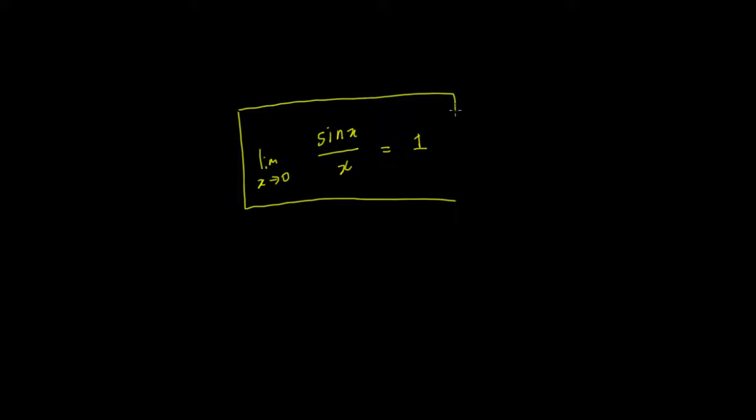Hi there, in this video we're going to look at the trig identity sin x upon x, and we're going to take the limit as x tends to 0, and we're going to show that that limit is equal to 1. Now the reason for doing this is that it cropped up in the signal processing videos, so it's a nice thing to see where it comes from, and you'll see it cropping up now and again.